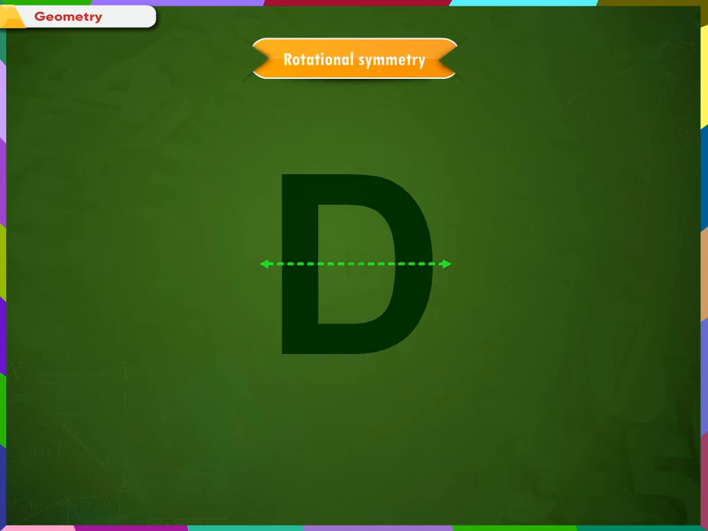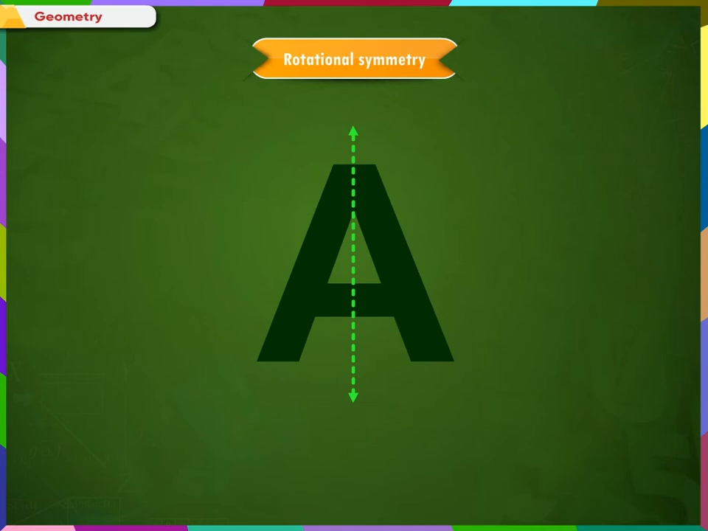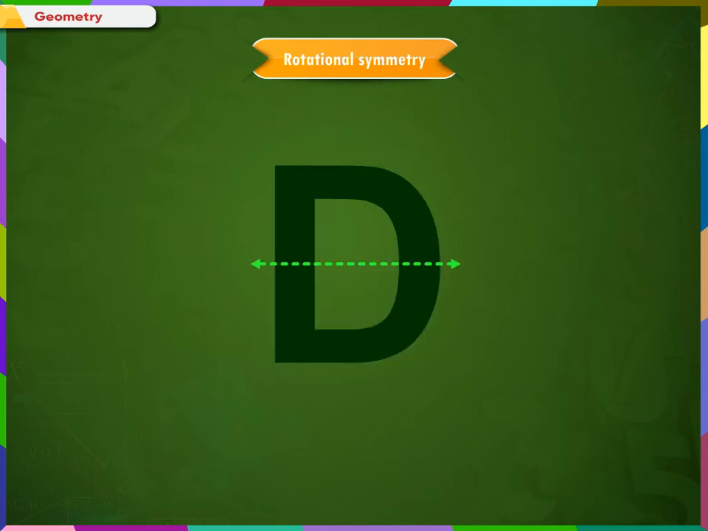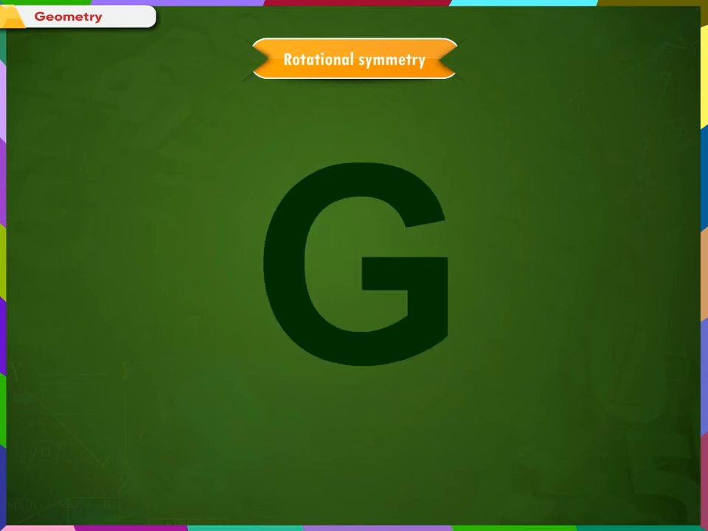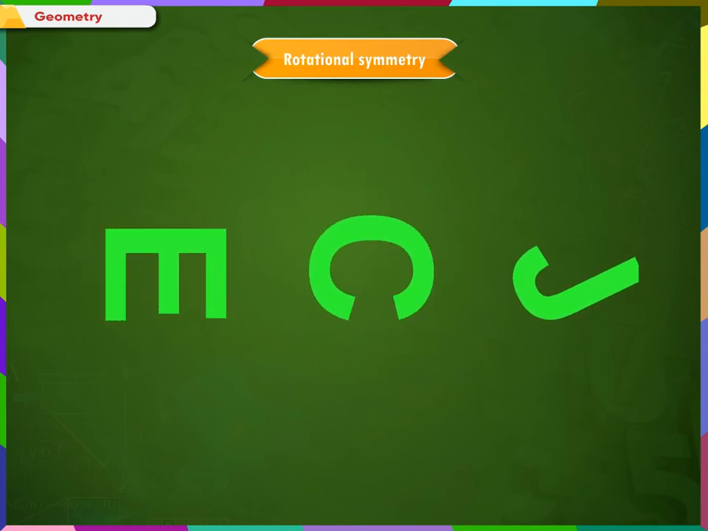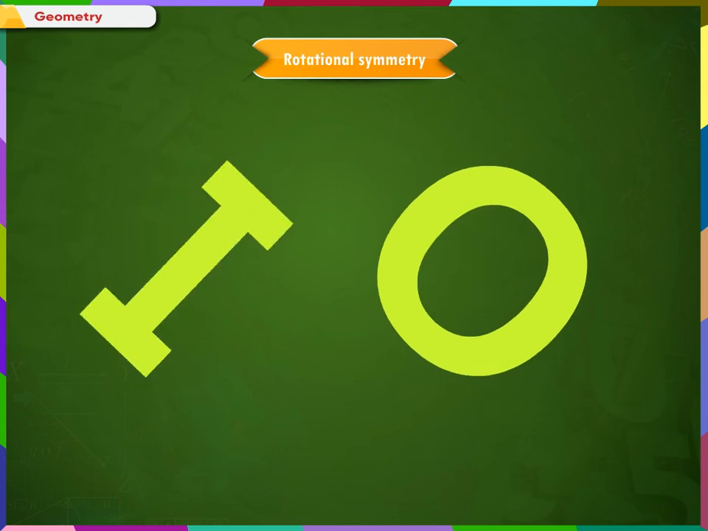Some English alphabets have interesting symmetrical structures. Observe the pictures shown on the screen. The alphabet A has only one vertical line of symmetry. Alphabet D has one horizontal line of symmetry. Alphabet H has both horizontal and vertical lines of symmetry. Alphabet G has no line of symmetry. E, C, J: no rotational symmetry. I, O: both line of symmetry and rotational symmetry.